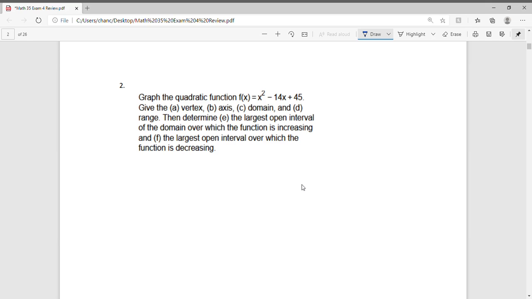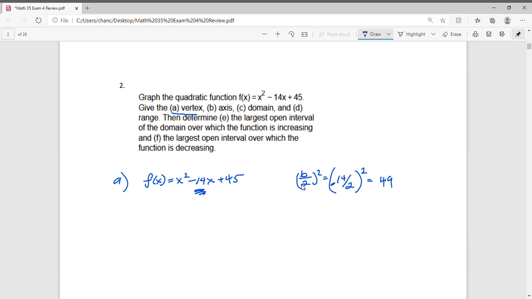Let's start off with part A. In part A, I want to find the vertex. In order to find the vertex of our function x squared minus 14x plus 45, we need to complete the square. And to do that, we need this formula, (b divided by 2) squared. In our case, our b is negative 14. So we'll take negative 14 divided by 2 and square it. This is equivalent to 49.